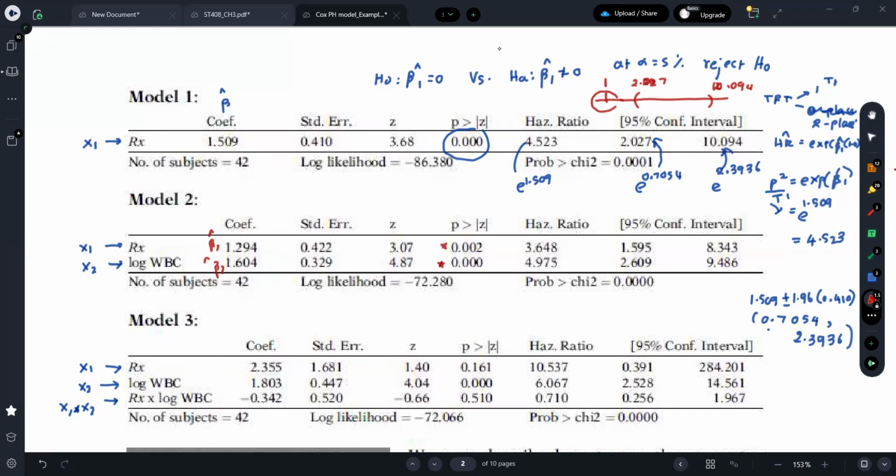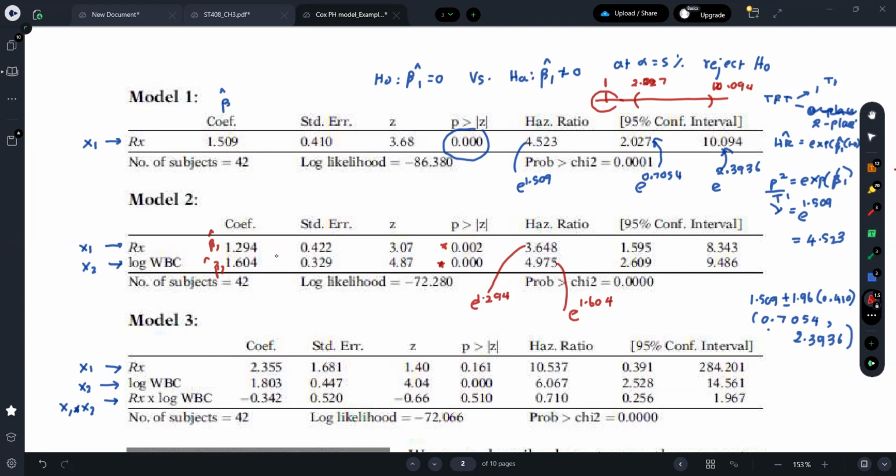Right? Now look at the hazard ratios. Now you know how to calculate it. You take e to the power 1.294, you get this hazard ratio. If you take e to the power 1.604, you will get this 4.975. Check it. Okay, can you get it?